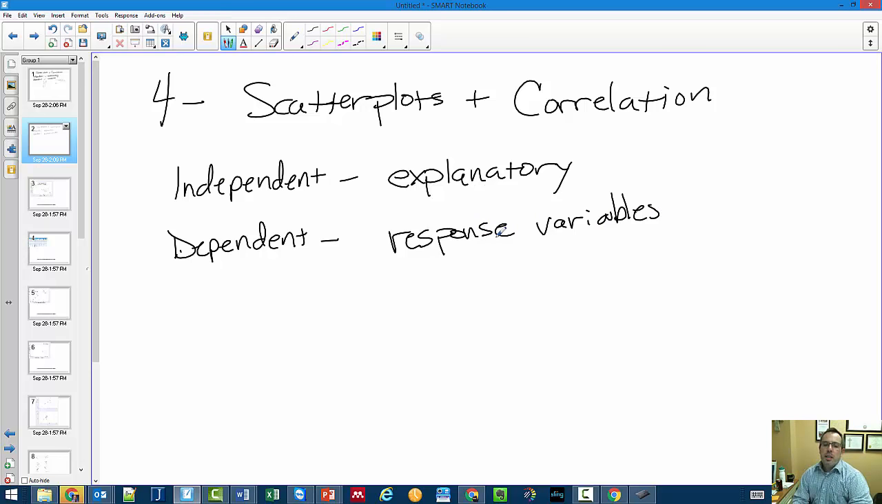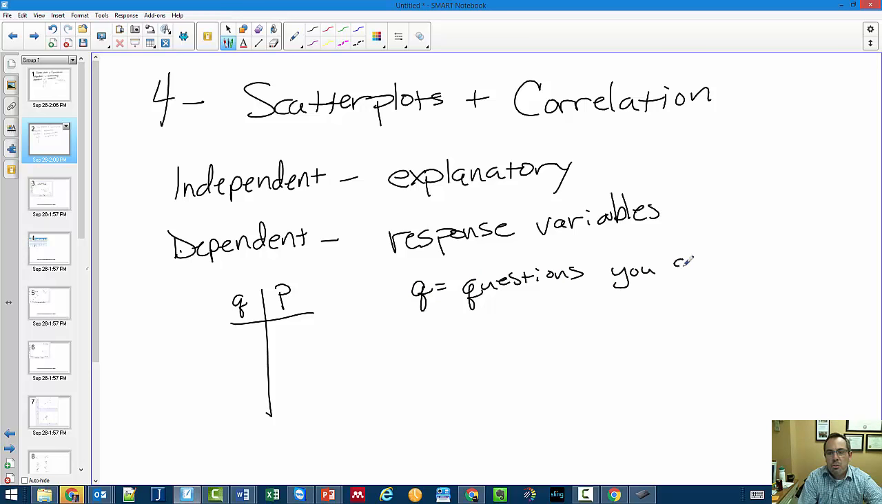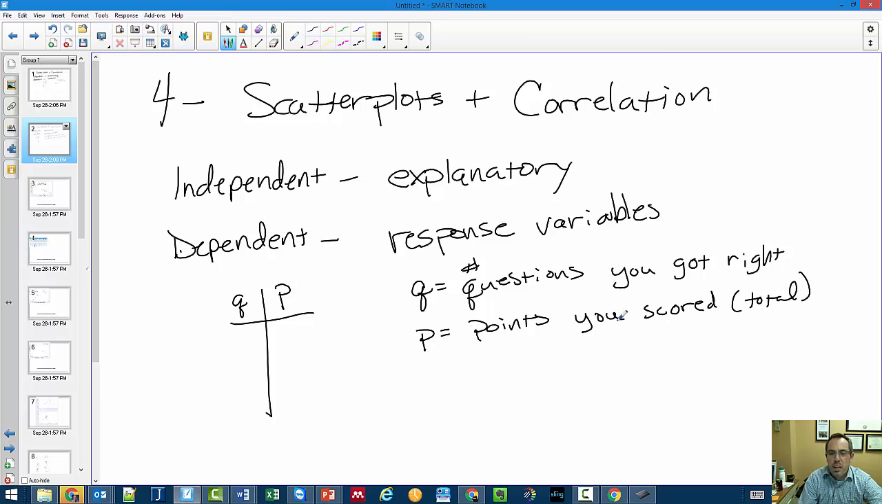All right, now I'm going to give you an example using a little chart here of questions and points. So Q is going to be the number of questions you got right on a test, and P is going to be the points you scored, the total points. And I'm going to just say that each question is worth 3 points each. So really simple chart here. If I get 0, 1, 2, 3, 4 questions right. If I get 0 right, that means I'm going to get 0 points. If I get 1 right, I'm going to get 3 points. If I get 2 right, I'm going to get 6 points.